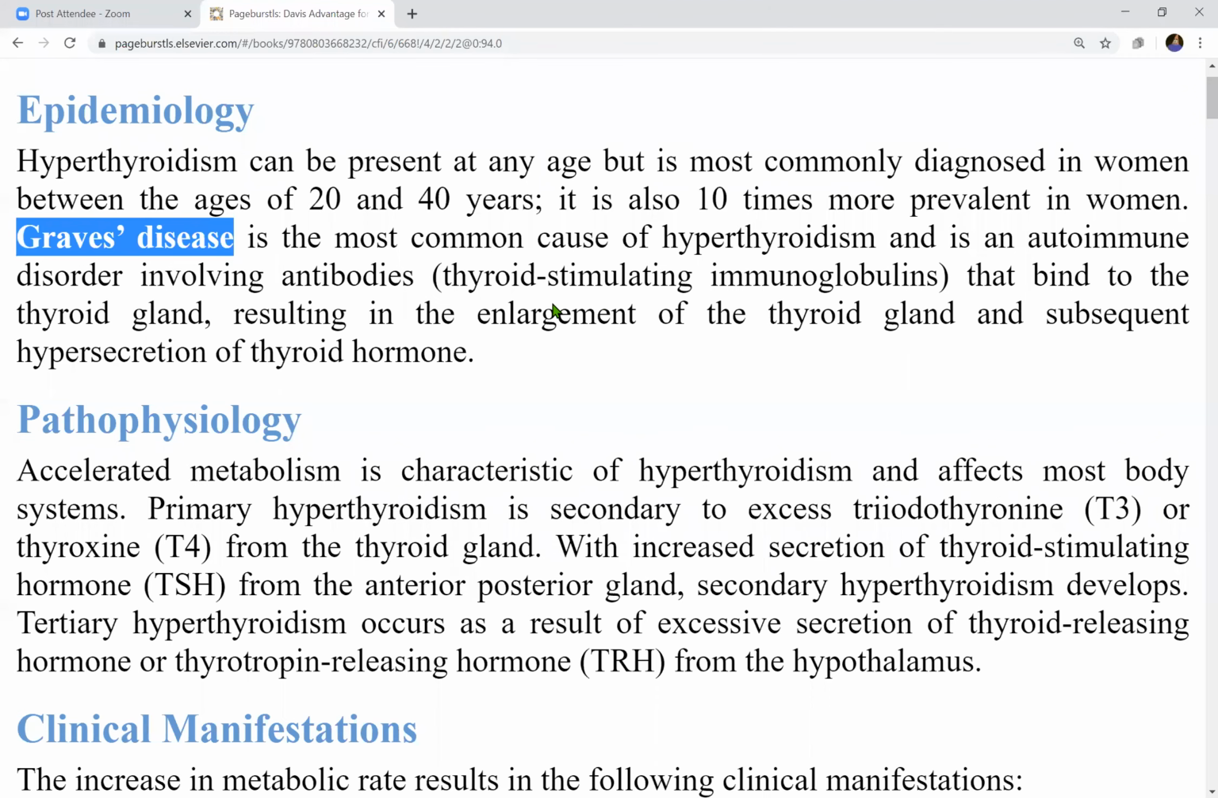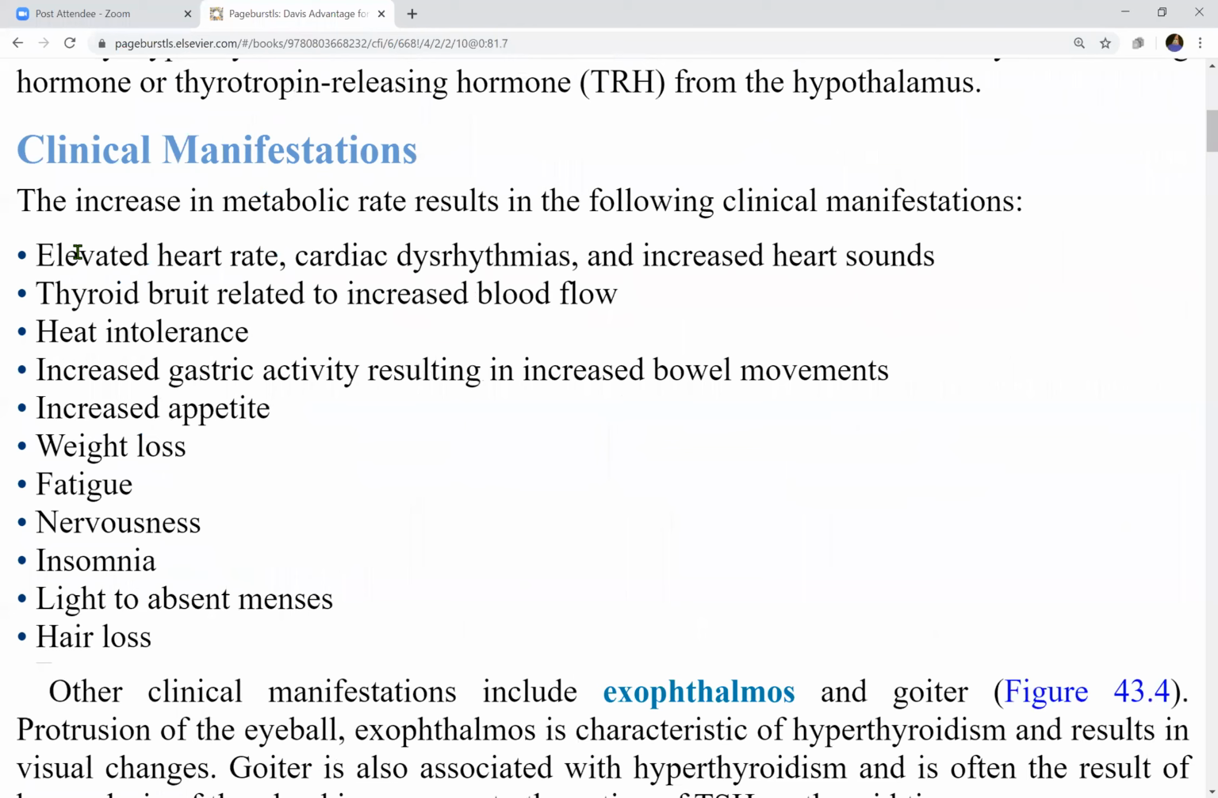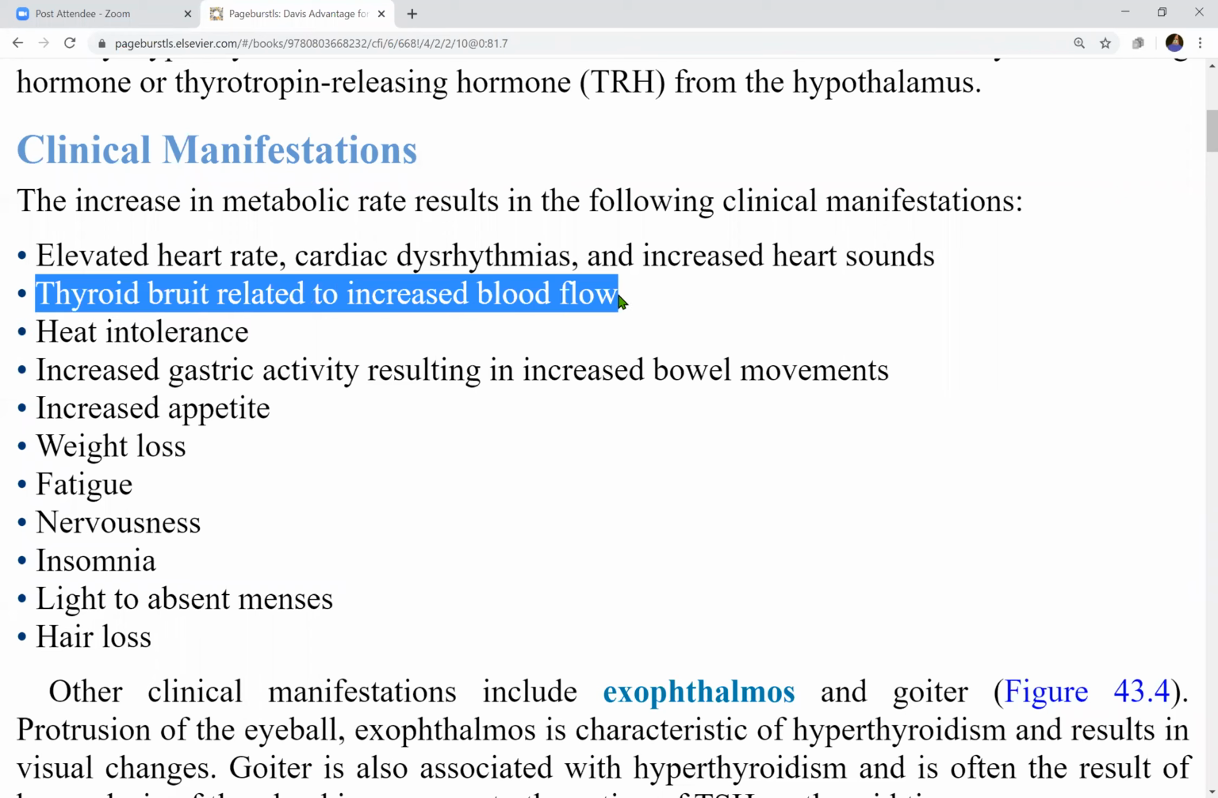So in hyperthyroidism, look at your manifestations now. Everything's high. Heart rate, blood pressure, high. They're so high that they will also cause dysrhythmias. Even in hypothyroidism, in Hashimoto's, the patient had bradycardia, right? Which could be sinus bradycardia, or the patient may have heart blocks as well. There's a thyroid bruit because of the increased blood flow, like I described earlier. So the goiter here is due to the hyperactivity of the thyroid gland.